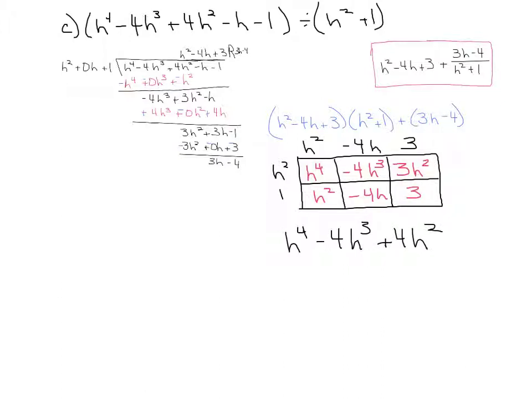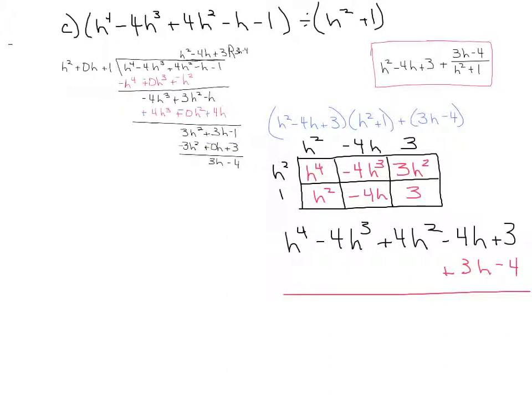And then there's only one h term, that's minus 4h plus 3. So our multiplication here is this. But we still need to add 3h minus 4. So we're going to do that right here. Plus 3h minus 4. We're going to add those.